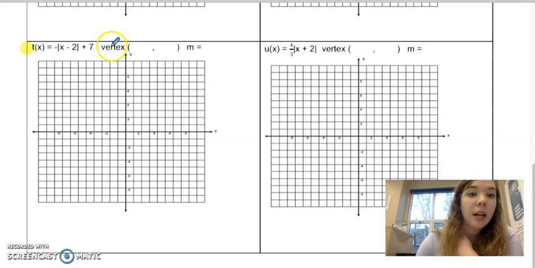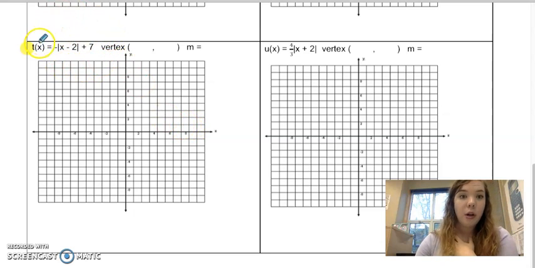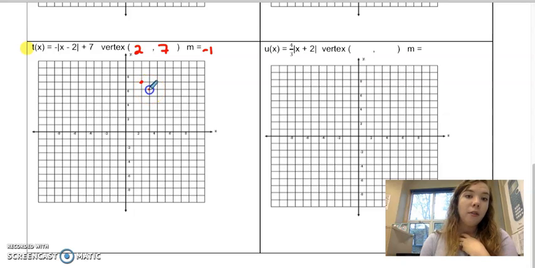Okay, so this is trying to put together a lot of stuff we just learned. So if it's on the inside, that's moving it either right or left, but it's the opposite sign. So this -2 actually means that we're moving right 2. This plus 7 does mean we're moving up 7. It's just whatever sign it is. It's not the opposite. And then this negative in the front is really a -1. So our slope is -1. So I'm going to start at 2, 7. And then I have a slope of -1. Okay, so that would be my picture.